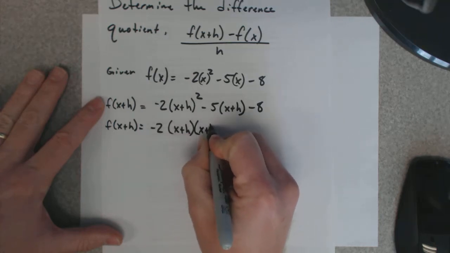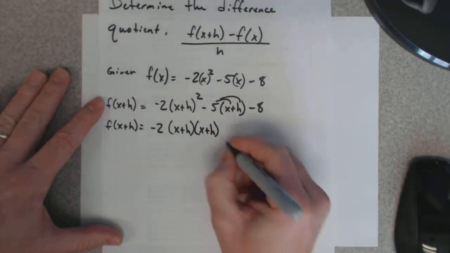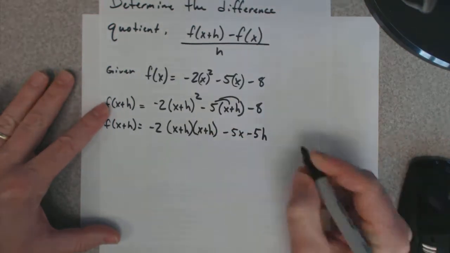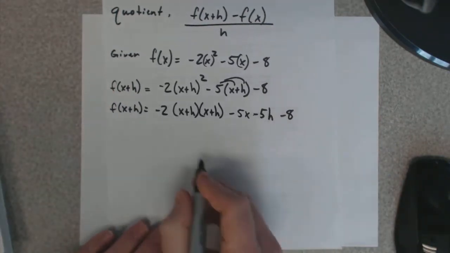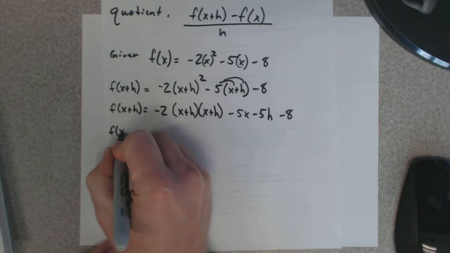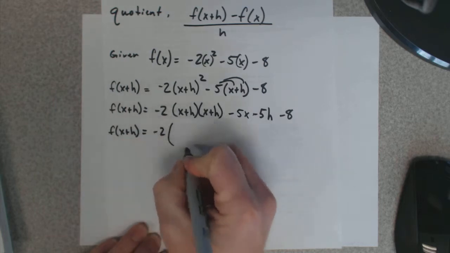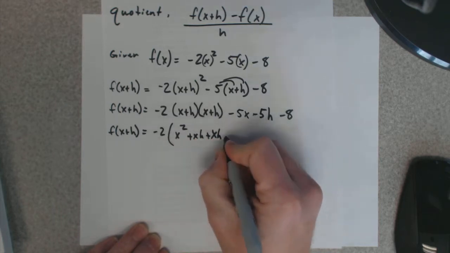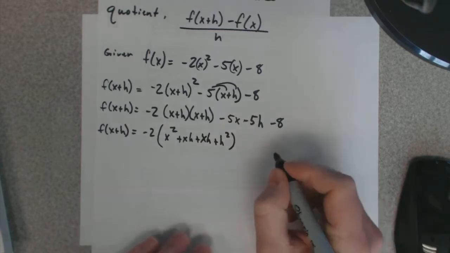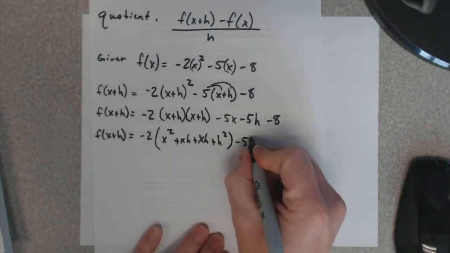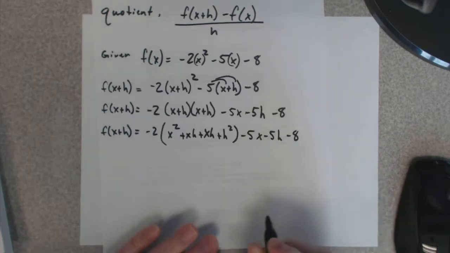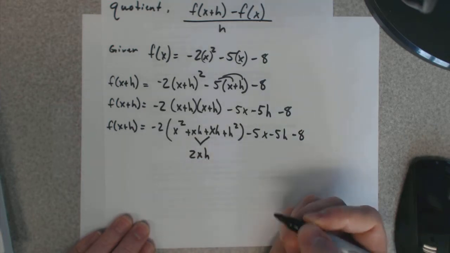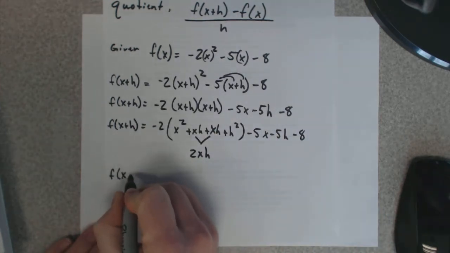We've already done two of these. Distribute this guy. If we multiply that out, x squared plus xh plus xh plus h squared. And we still get the rest of this. These two guys would go together and you'd have 2xh. So we need to simplify a little bit more.